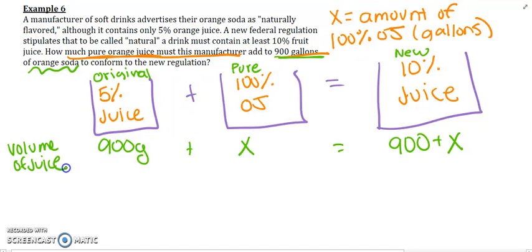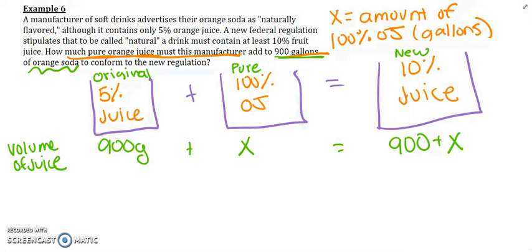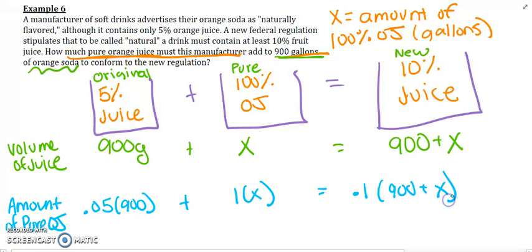That's how many gallons I have, but I have this 5%, 100%, and 10% that does help us, and that's the actual amount, not of juice, but of the pure OJ or how much percentage OJ it is. And so you have 5% of 900 gallons, 0.05 times 900. And then here you have 100%, so that's 1, times X. And then here you have 10% of this. So all I did there was multiply the percent times the amount to get the amount of pure OJ in there.